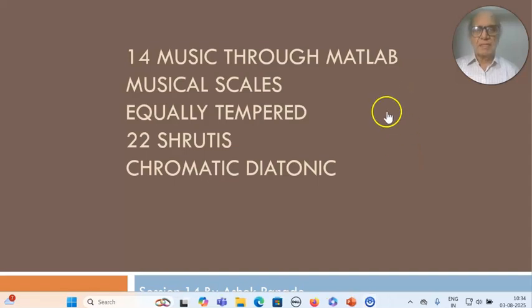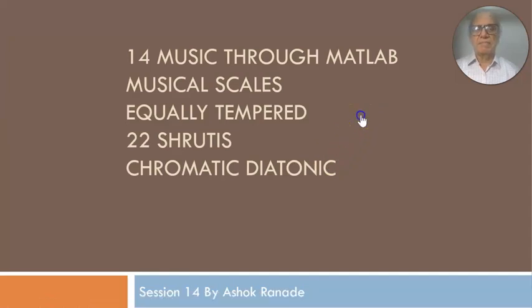So in this session, we'll study a little more about musical scales. Now, equally tempered is a scale which we have already studied. And now in this particular session, we'll see how the 22 Shruti scale is evolved. How does it come up? That is what we are going to study. Also, the chromatic diatonic scale is basically a subset of the 22 Shruti scale. So once we understand this, this follows. All right. So let us start.